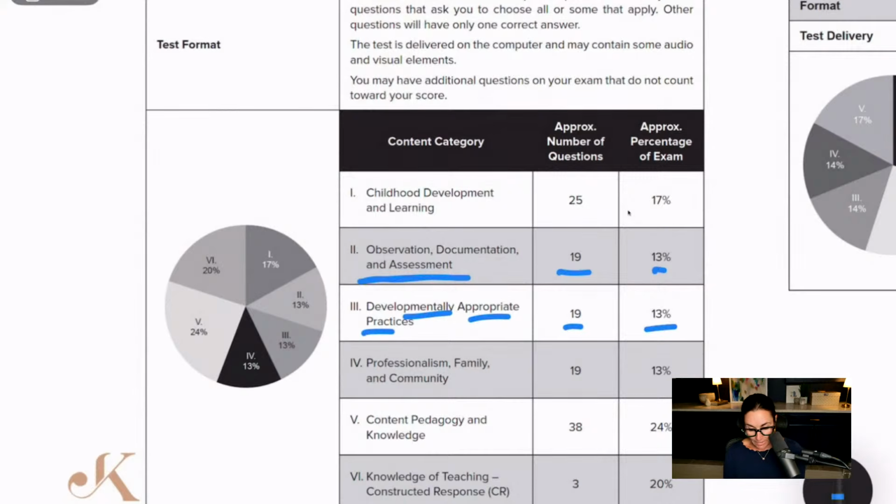All right. Then we have professionalism, family, and community. We're working with people. Sometimes we're working with psychologists. We're working with paraprofessionals. We're working with parents, community members, all of that.